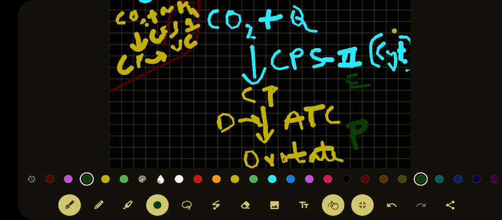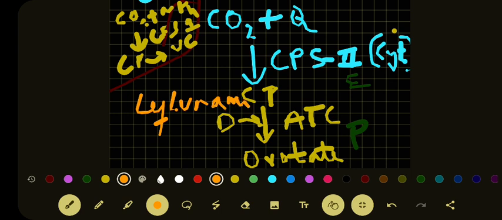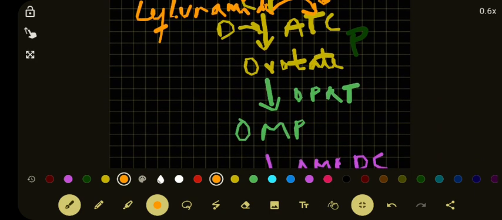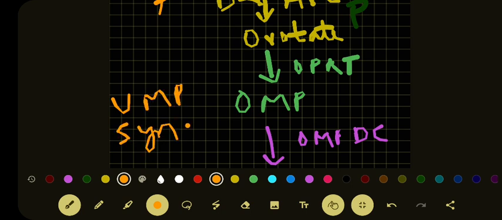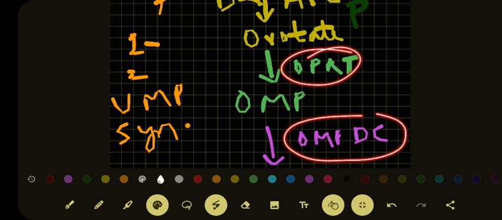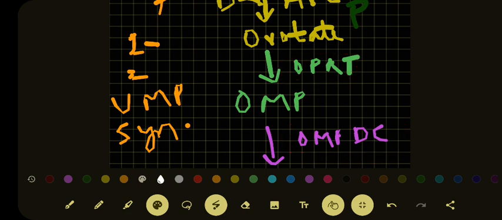So this is inhibited by a drug called leflunomide. Then we have OPRT. This OPRT and OMP decarboxylase together are called UMP synthase. So deficiency can lead to orotic aciduria. It can be type 1 or type 2. Type 1 is when both OPRT and OMP decarboxylase are involved. Type 2 is when only one enzyme out of these two is involved.